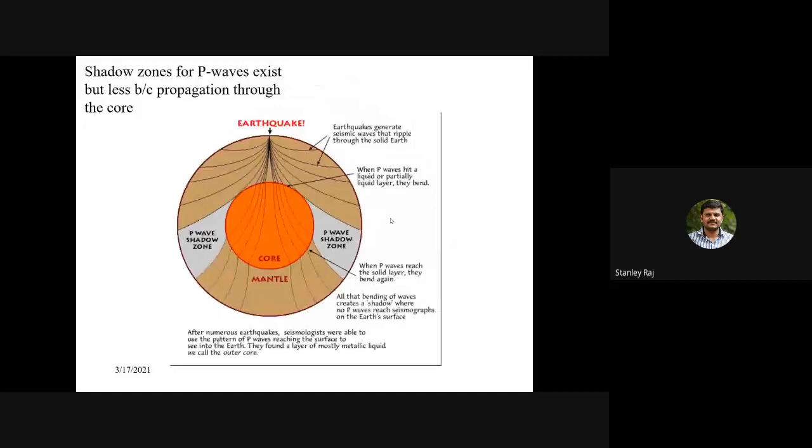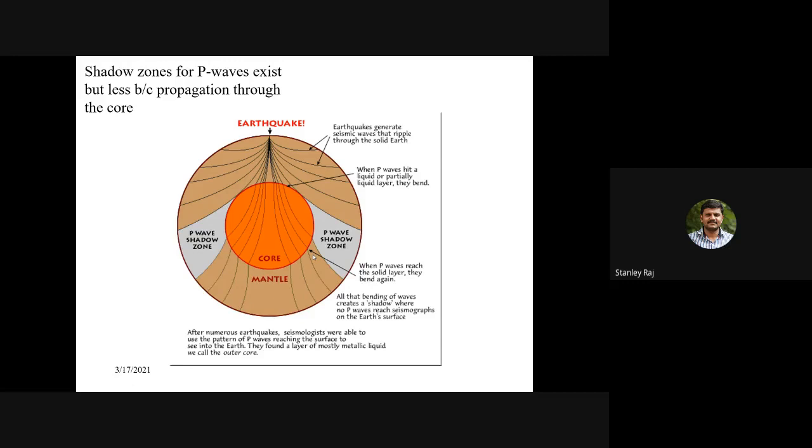So this is what we call the seismic shadow zone. This is the entire picture of a shadow zone: the P wave shadow zone and the S wave shadow zone. The earthquakes generate seismic waves that ripple through the solid Earth. These are all the P waves. When P waves hit a liquid or partially liquid layer, they bend. In terms of physics, we call it refraction. Refraction means when a wave travels from one medium to another, it bends.